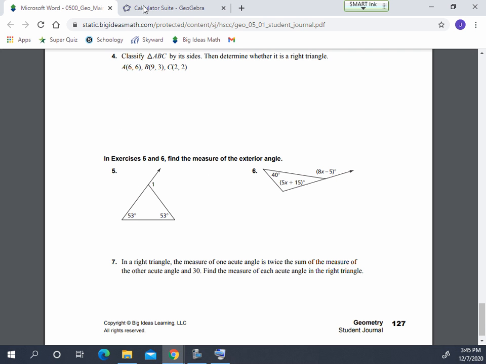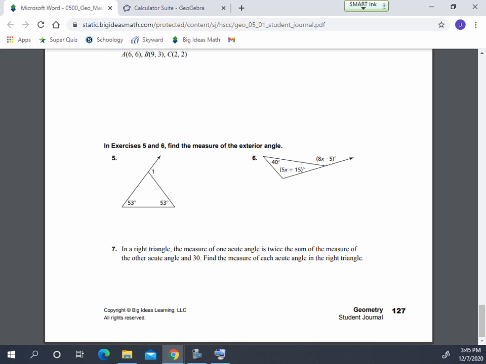Next exercise is 5 and 6. Find the measure of the exterior angle. Okay, so if we know that these are 53 degrees, 53 degrees, we know that these added together equal angle 1. So all we have to do is add 53 plus 53. And that's equal to 106. All right.